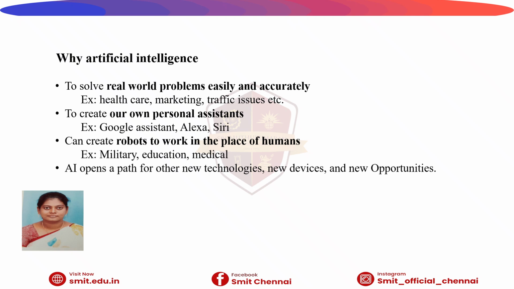In certain places, human beings cannot work because it is risky. For example, to defuse a bomb in military areas, instead of placing human beings, we can use robots to defuse the bomb. Also in the education field for teaching purposes, and in the medical field for various activities including operations. These days we say AI can replace doctors. In the education field, AI robots can replace teachers. In the military field, robots can replace military people, army people.